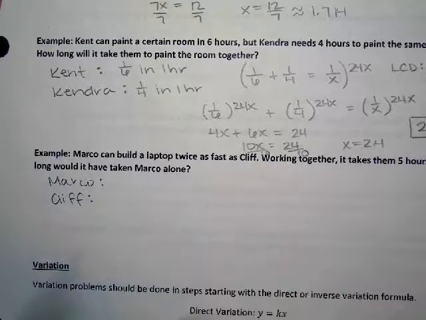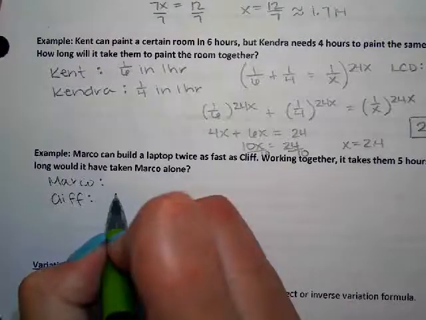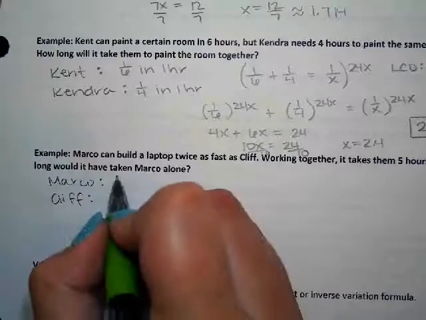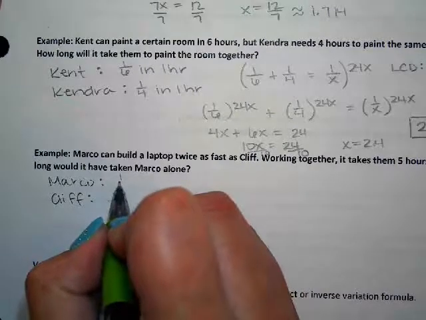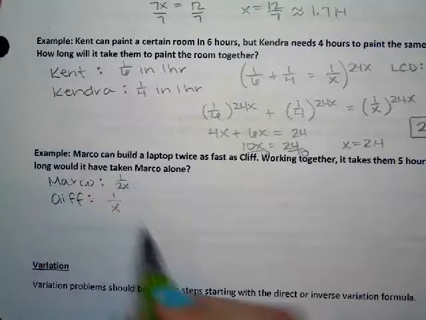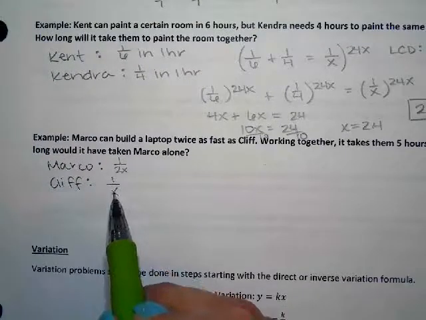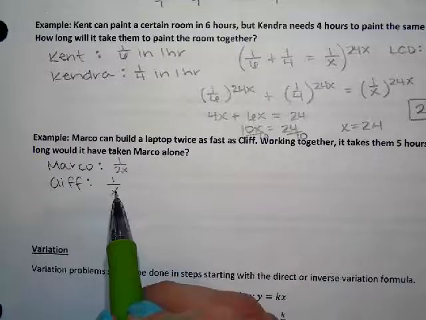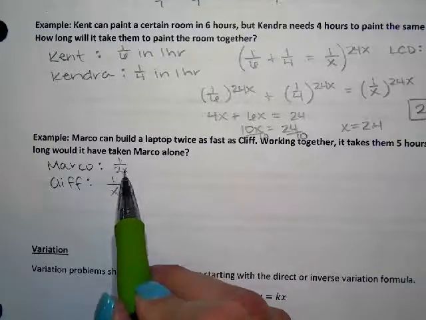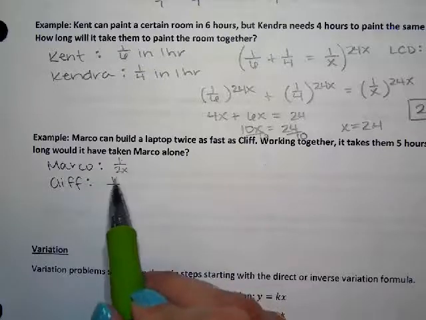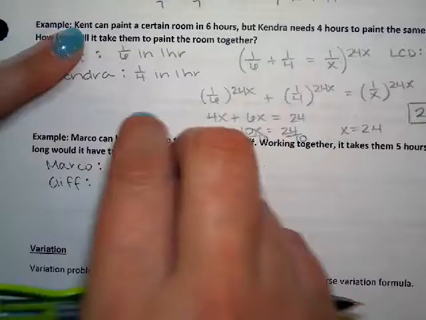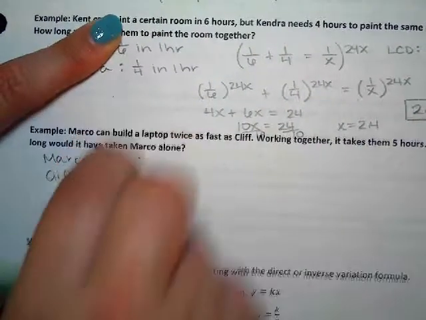So how do we write that with variables? Okay, so let's try this. Cliff would be 1 over x, and Marco 1 over 2x. Okay, let's think about this. If Cliff is 1 over, let's say 1 over 3, then Cliff is 3 hours. And then Marco would be 1 over 6. Is that what we want it to be? 1 over 3, 1 over 6? The other way around. Okay, so let's switch them.